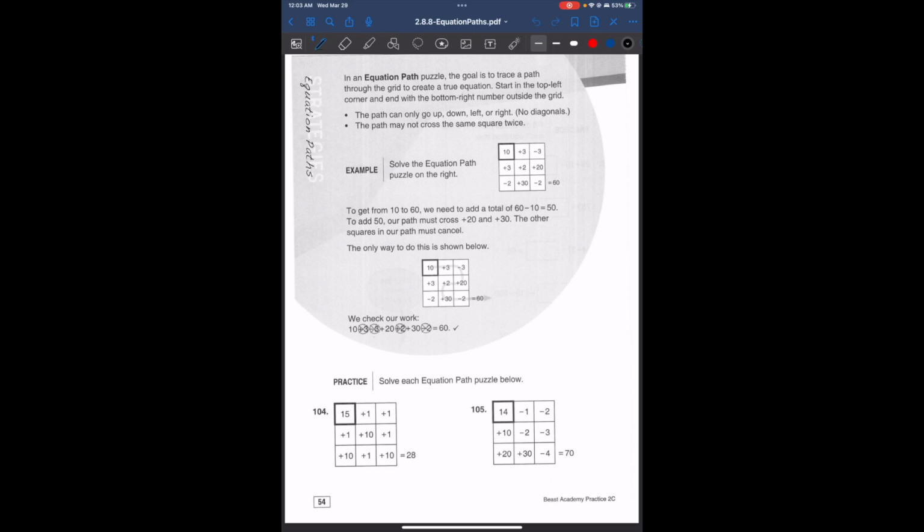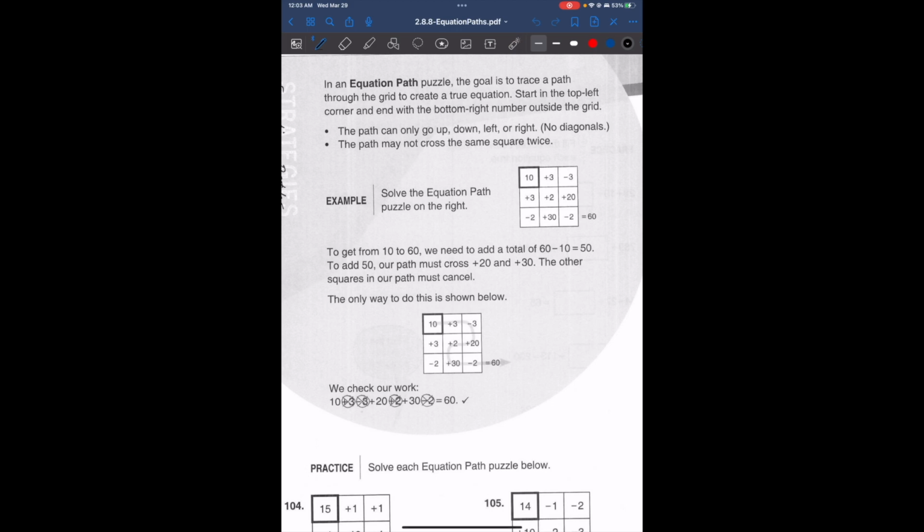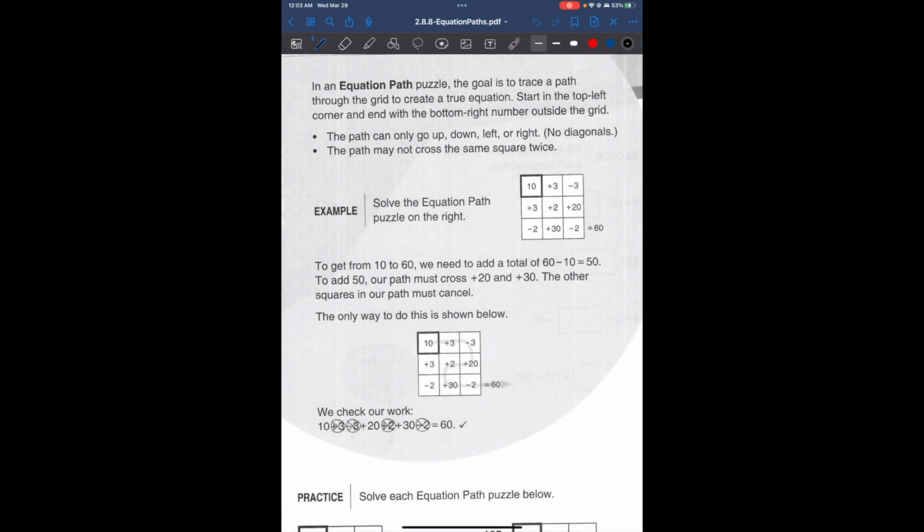To give you a short description of what these puzzles are, in an equation puzzle, the goal is to trace a path through the grid to create a true equation. We start in the top left corner and end with the bottom right number that's outside the grid. There are two important factors to remember. The path can only go up, down, left, or right, so it cannot go diagonally. And the path may not cross the same square twice.